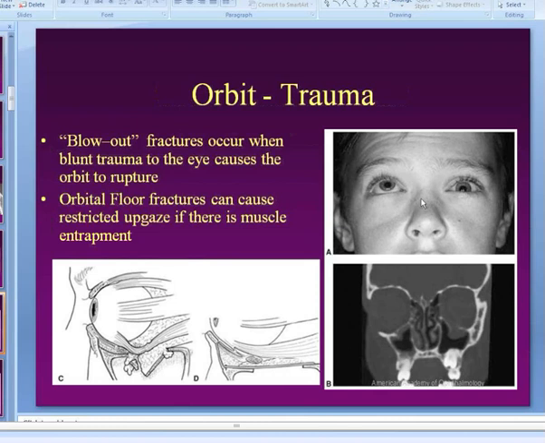What you might see in your ER patient is when you ask them to look up, the affected eye doesn't move up. It's stuck because the tissues are entrapped in that fracture. And we can treat this by putting in a little bony substitute to keep all the tissues up in the orbit to improve the mobility.